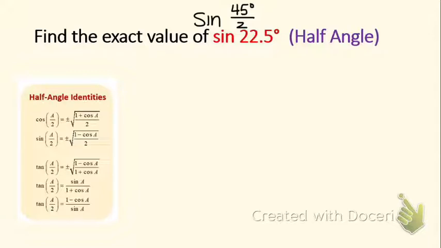So the other question we want to ask ourselves before we get started, what quadrant is 22.5 in on our unit circle? So if the angle 22.5, what quadrant would that fall in? That would fall in quadrant 1. And in quadrant 1, sine is positive. So this angle, this is in quadrant 1. And in quadrant 1, sine is positive.